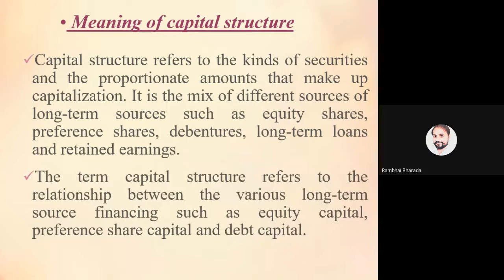The capital structure refers to the kind of securities and the proportionate amount that make up a capitalization. It is a mix of different long-term sources like equity, preference, debentures, long-term loans, and retained earnings. Are we clear? Is the concept clear? It's very simple. Capital structure means a combination or a mixture of equity, preference, debentures, bonds, and retained earnings.